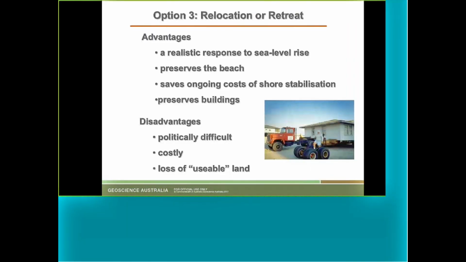And finally, relocation or retreat of a shoreline. This is a realistic response to sea level rise and ongoing storm surge impacts. We abandon the beach effectively as a location for structures. We save our structures and we preserve our buildings. However, for obvious reasons this is politically difficult, costly, and in a sense we're giving up land. So this is often a tactic which can take decades to put in place. But we are starting to see it being used in some locations.